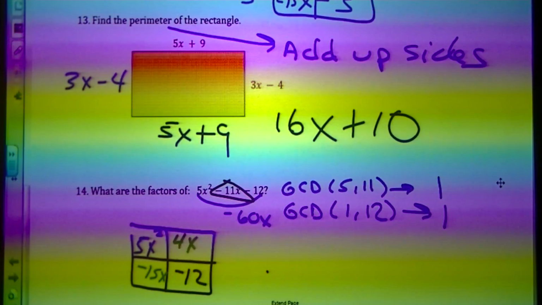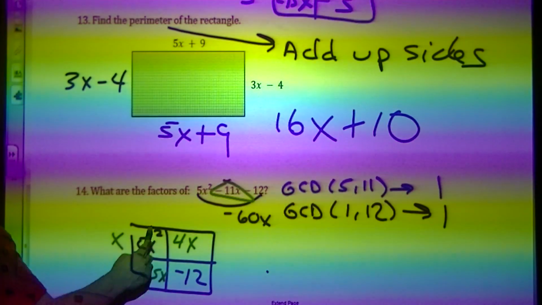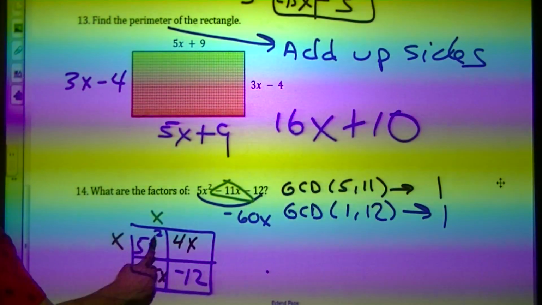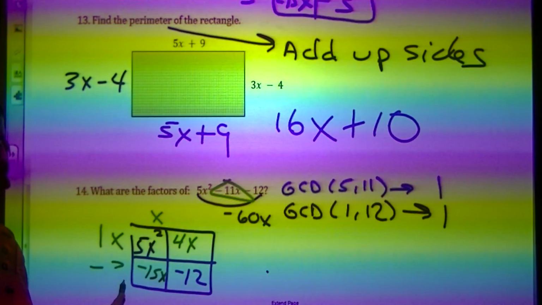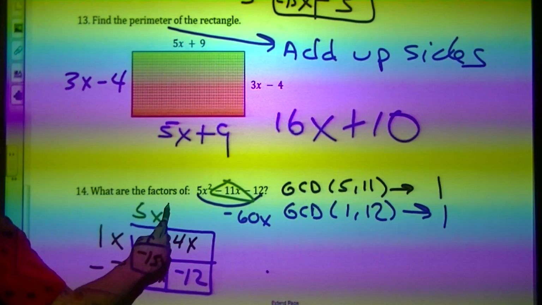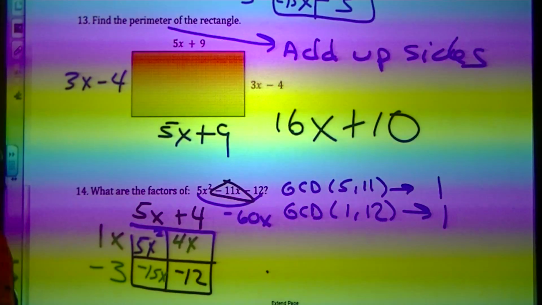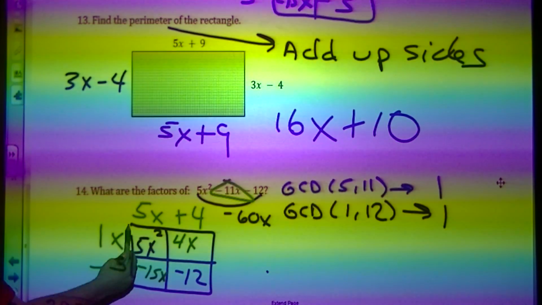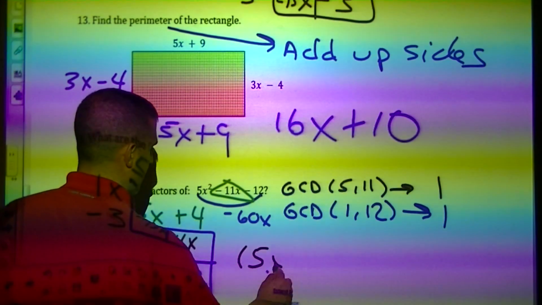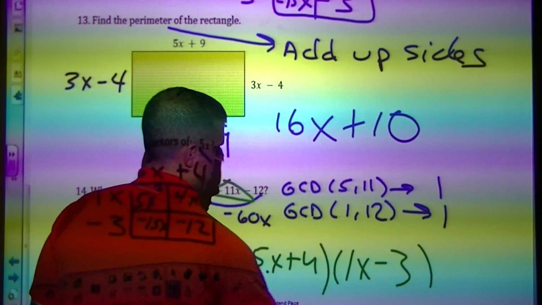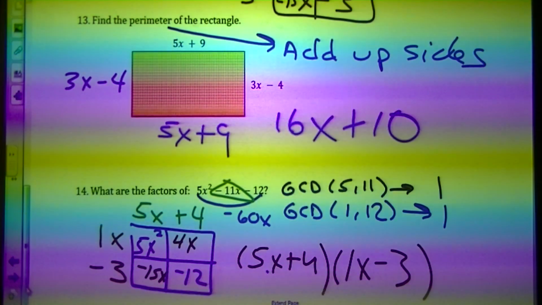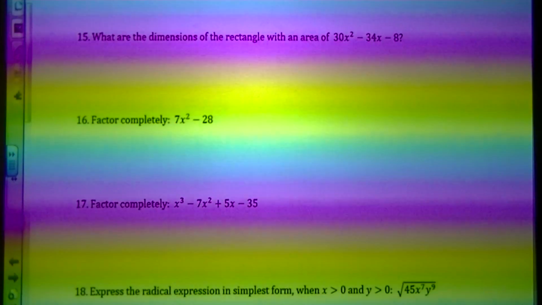So what I'm looking to do is take out the GCF, so that's x and x. The only thing in common there would be 1. Common here would be negative 3, common here would be 5, common here would be 4. If the number next to it is negative, it's going to come out as negative. So my factors are 5x plus 4, 1x minus 3. And that's page 2. All right, moving on to page 3.